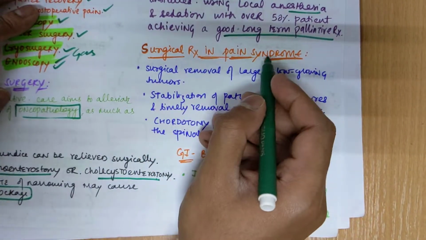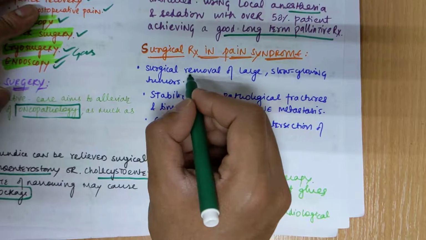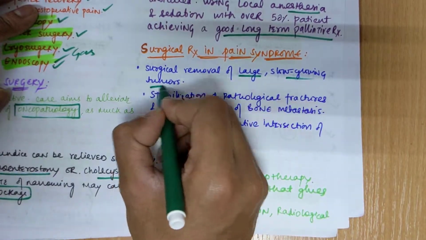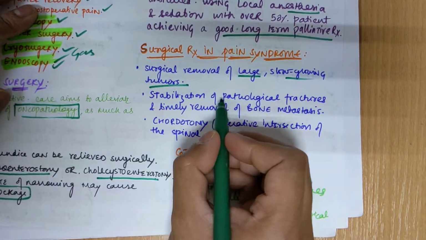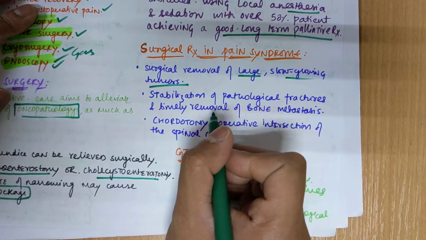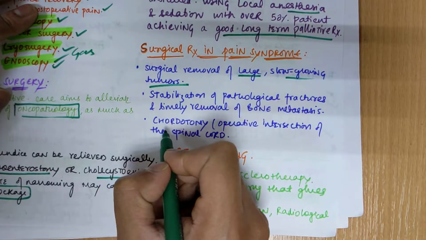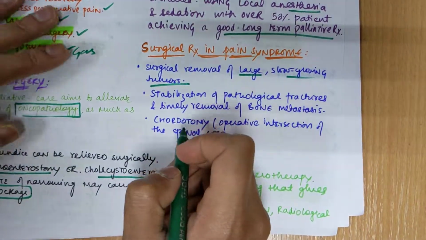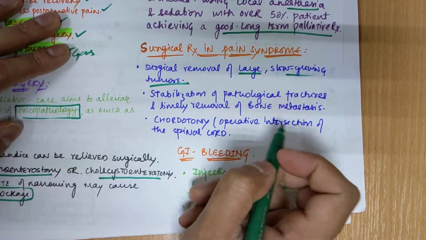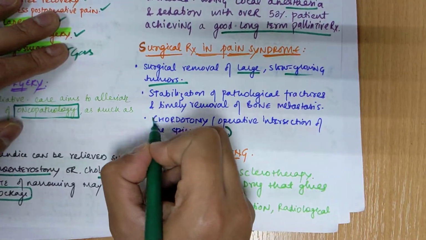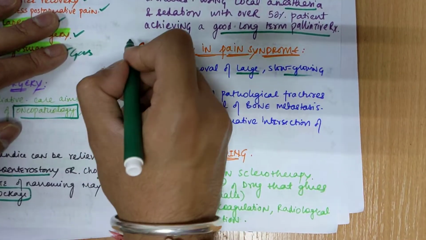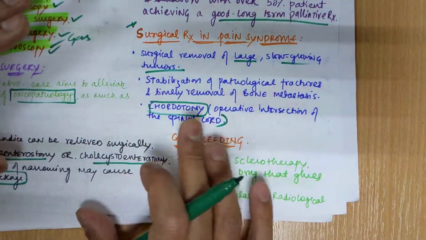Now surgical treatment in pain syndrome. For pain syndrome we have direct surgical removal of large and slow growing tumors. We can do stabilization of pathological fractures by timely removal of bone metastasis, and we can also do cordotomy, that is the operative intersection of the spinal cord. So cordotomy can also be done to relieve the pain syndrome.